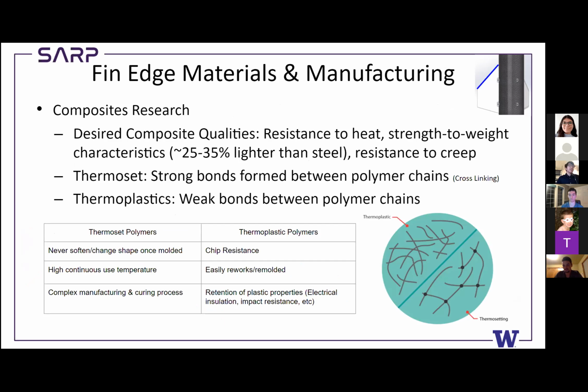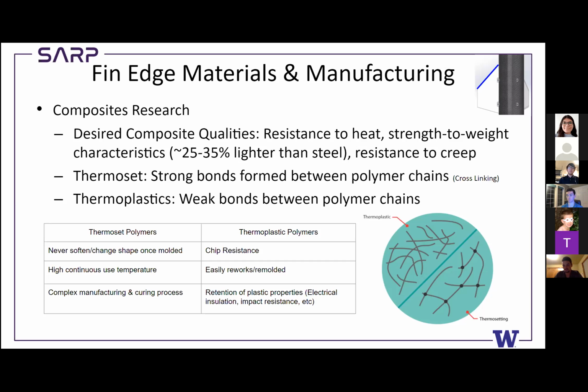Okay, thank you, Patrick. When it came to the actual material selection for the fin edge, we chose to research composites, more specifically polymer composites, due to their resistance to heat, simple manufacturing, and high strength to weight ratio. And of polymer composites, there are really two matrix materials, thermosets and thermoplastics, which both have differing mechanical properties due to the difference in bond strength between polymer chains.